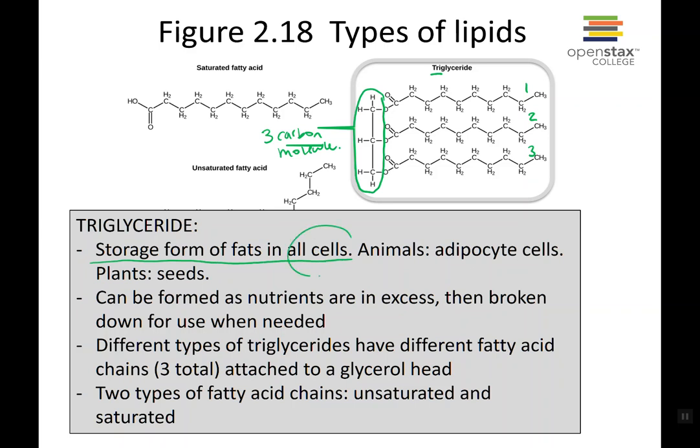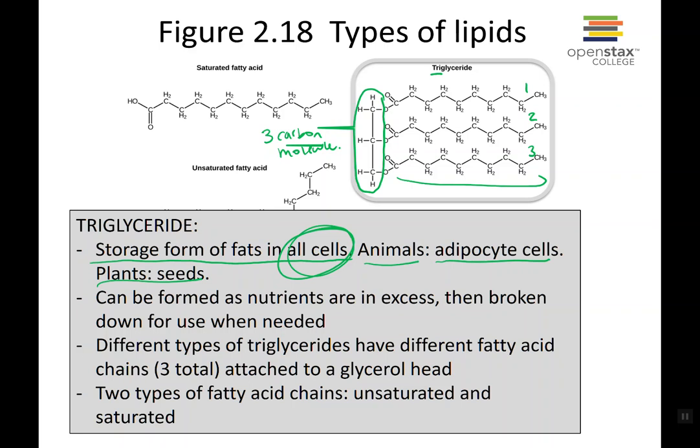And I mean all here. In animals, adipocytes; in plants, seeds. These can be formed when nutrients are in excess and broken down for use when needed. And because both carbohydrates and fats are hydrocarbon in nature, you can actually turn sugar into fat. If you eat too much dietary sugar, it will get converted into triglycerides and then stored in your adipocytes. It's not the case that you can eat as much sugar as you want and it'll all get converted to glycogen, lucky you. Instead, if you overeat sugar, your body will sense that you are in a period of special food wealth, and it will turn that sugar into fat instead.